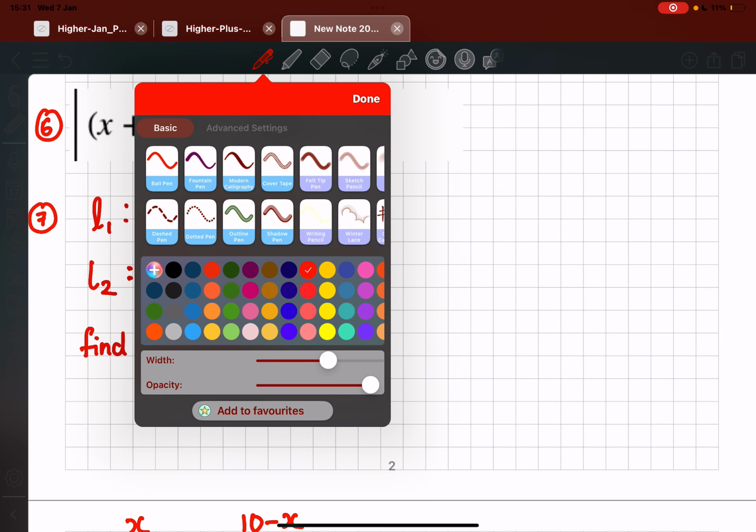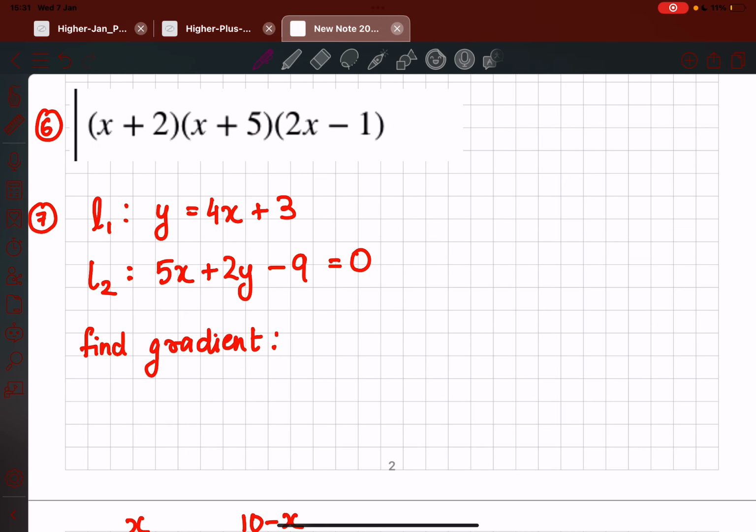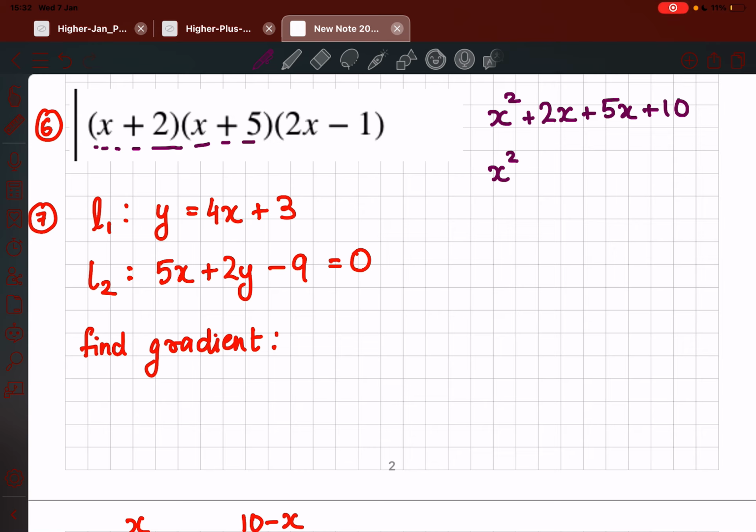Let's look at the next 5 questions for the day. So the first one is again pretty straightforward. We have to expand the first 2 brackets, so that will be x squared plus 2x plus 5x plus 10. So that will be x squared plus 7x plus 10. Now we have to multiply that with 2x minus 1.